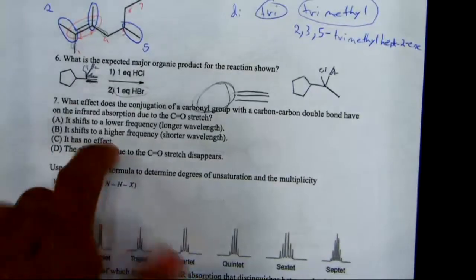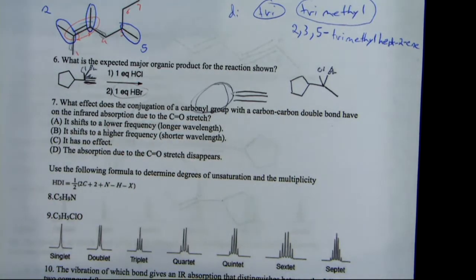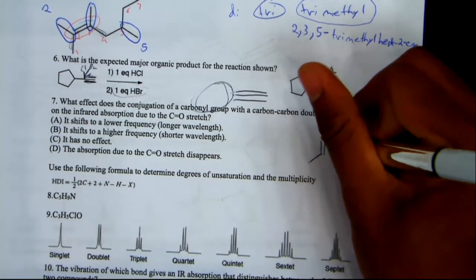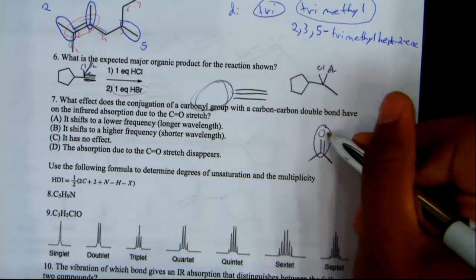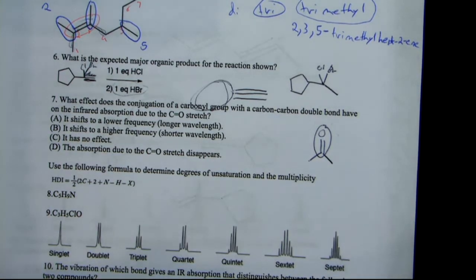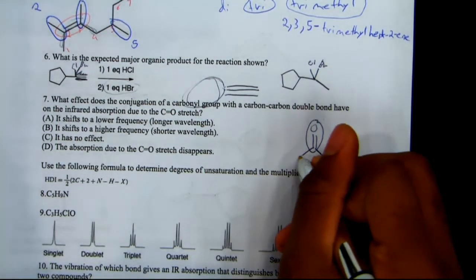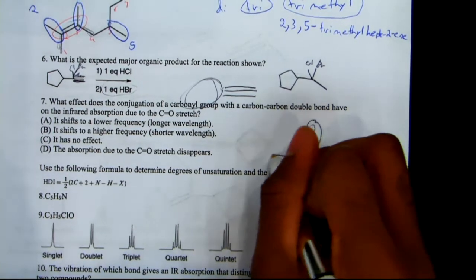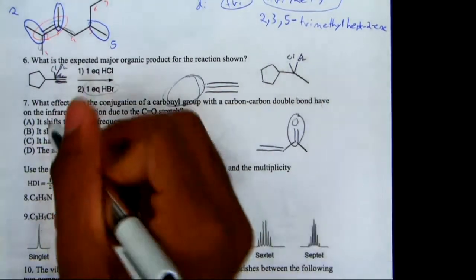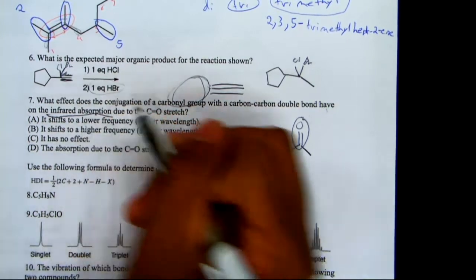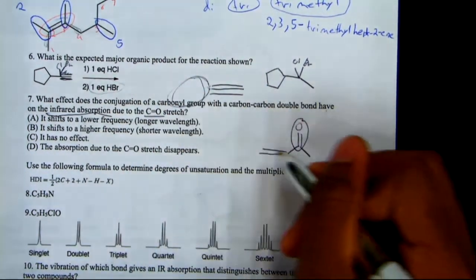Oh, there's problems. All right. So this is just a word problem. It's saying, what effect does the conjugation of a carbonyl group with a carbon-carbon double bond have? So a carbonyl is just the double bonded C=O, that's right here. Conjugation is just having a double bond on an adjacent carbon. So it's saying, what effect would it have on the IR absorption due to the C=O stretch?